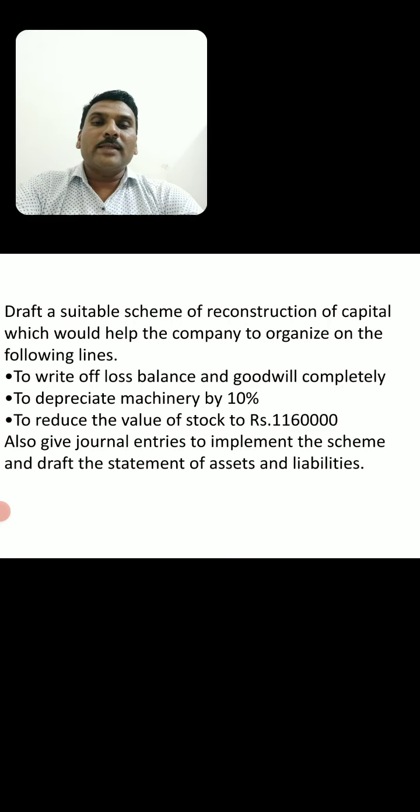To write off the loss balance and goodwill completely, we have to write off the debit balance of the profit and loss account and goodwill completely. Next, depreciate machinery by 10%. We have to depreciate the machinery by 10%. And reduce the value of stock to rupees 11,60,000. Here the stock value is reduced to 11,60,000, and for this we have to pass journal entries, implement the scheme of reconstruction, and draft a revised statement of assets and liabilities.